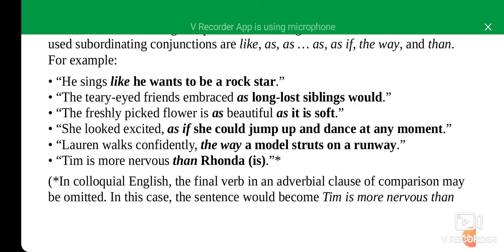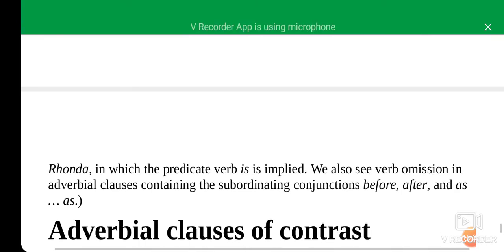Tim is more nervous than Rhonda. Here the comparison is shown between Tim and Rhonda. In colloquial English, the final verb in an adverbial clause of comparison may be omitted. In this case, the sentence would become: Tim is more nervous than Rhonda.